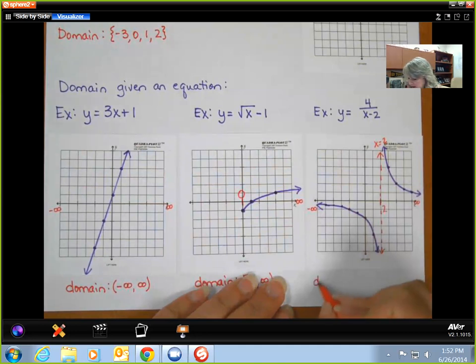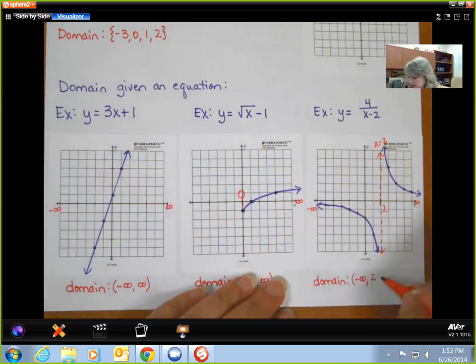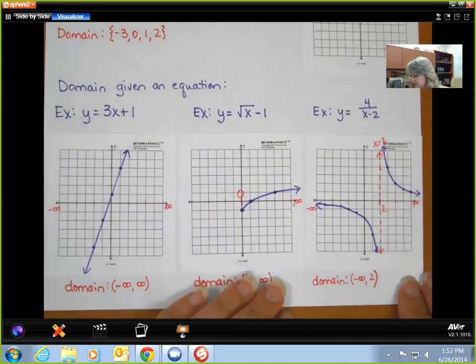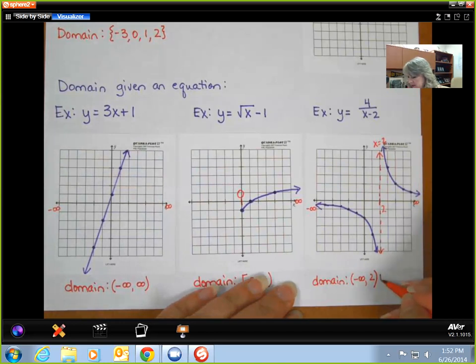So our domain, we would say, goes from negative infinity up to the 2. And again, 2 is not part of the solution, so we're going to use parentheses. And then we're going to connect these answers together. We're going to use a union symbol, looks like a U. Then again, it picks up at the 2, and it goes to infinity to the right.